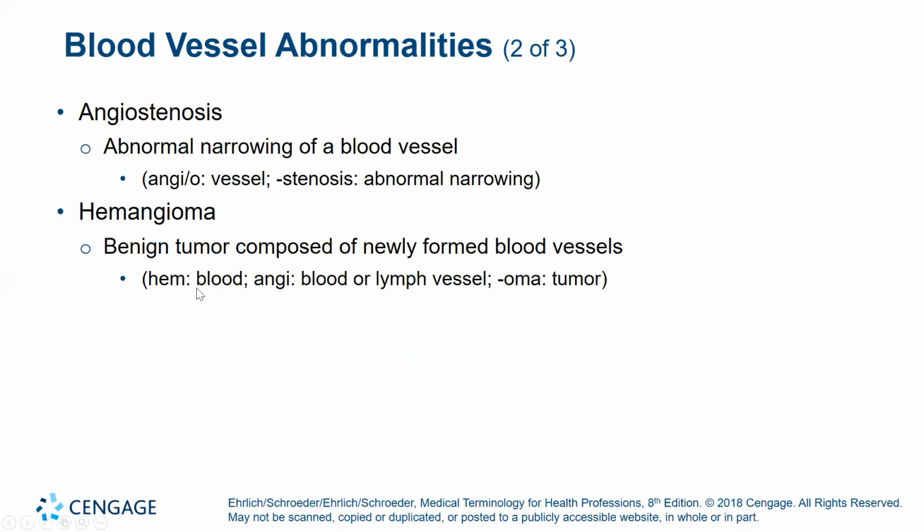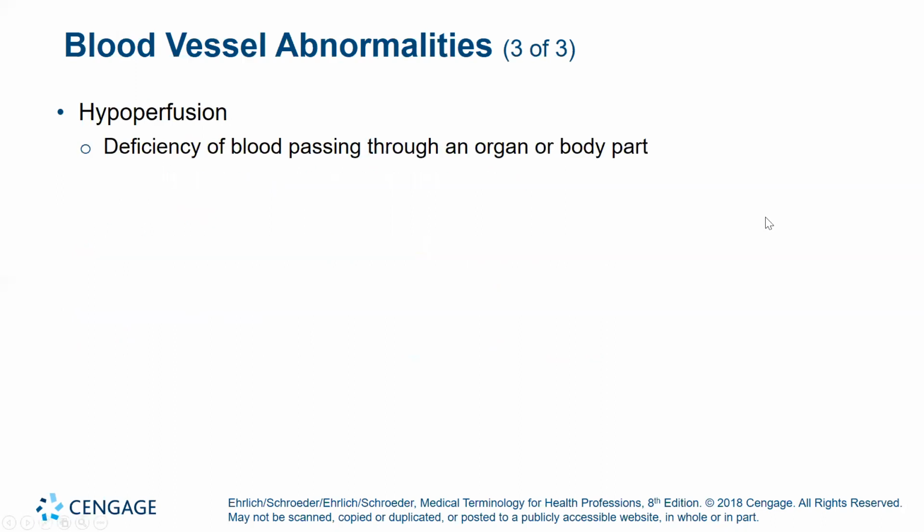Hemangioma is a benign tumor composed of newly formed blood vessels. Hem is blood, angi is blood or lymph vessel, and oma is tumor. But it is a benign tumor. Hypoperfusion is just a deficiency of blood passing through an organ or body part.